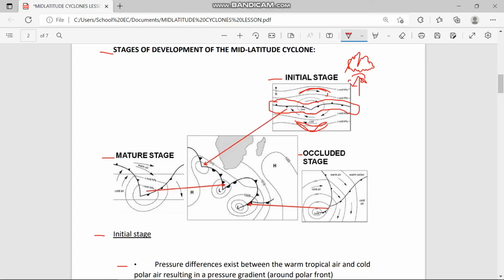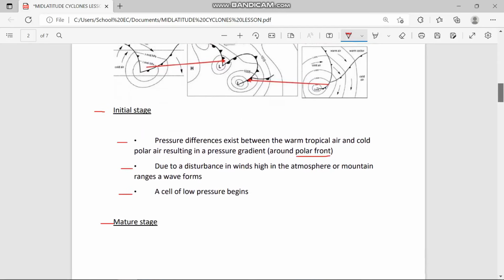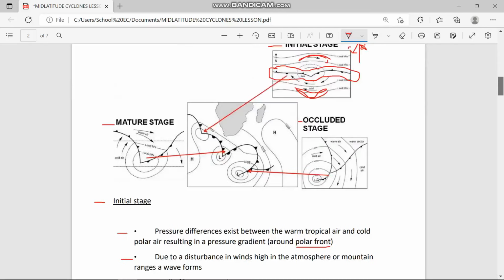As you can see, the pressure is 1008 hectopascals. But this is the northern hemisphere. The other thing that you should know is that a mid-latitude cyclone moves in a clockwise direction in the southern hemisphere. This is a mid-latitude cyclone in the southern hemisphere. It moves in a clockwise direction in the southern hemisphere. So in the northern hemisphere it moves in an anti-clockwise direction.